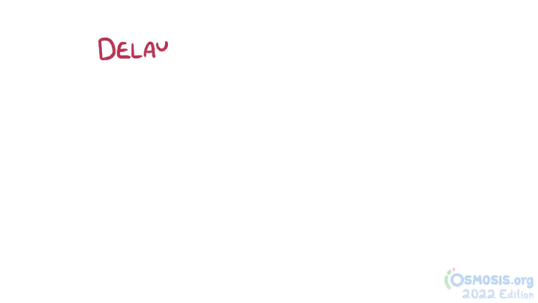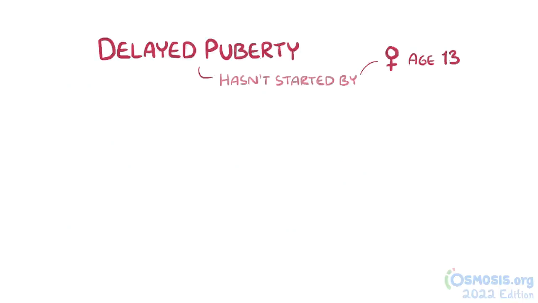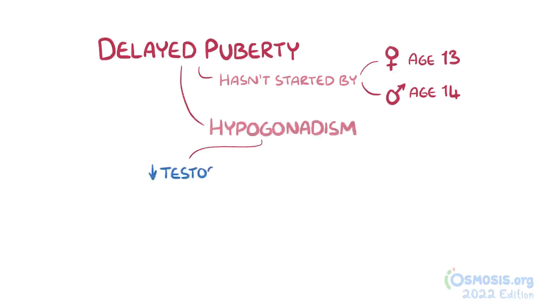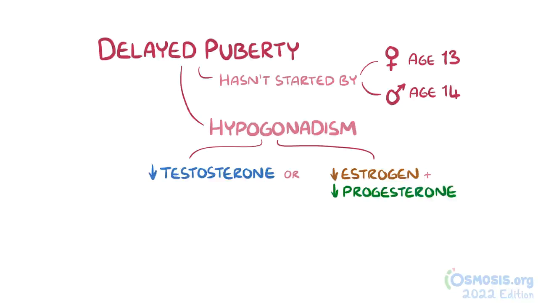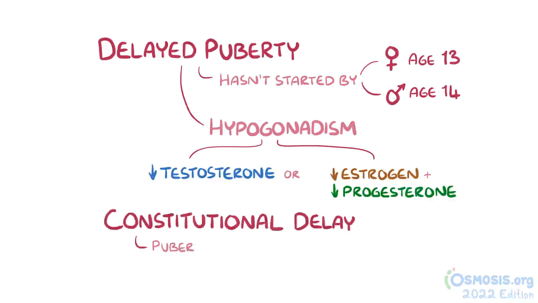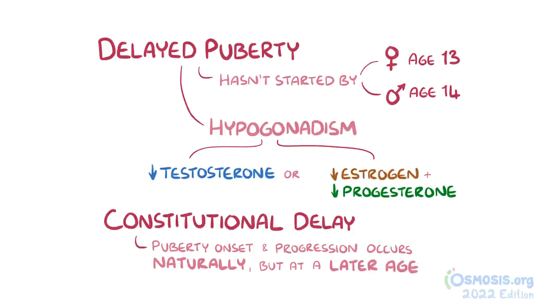So to recap, delayed puberty usually means that it hasn't started for a female by age 13 and for a male by age 14. Though there are different causes which result in different levels of gonadotropin hormones, they all ultimately result in hypogonadism and a deficiency in testosterone or estrogen and progesterone. In contrast, a constitutional delay is when the onset of puberty might still occur naturally, with puberty progressing normally after onset, but it just occurs at a later age.